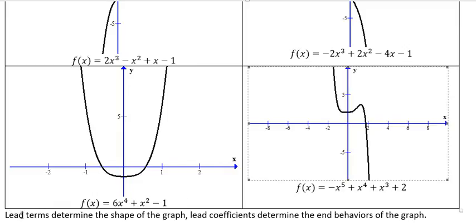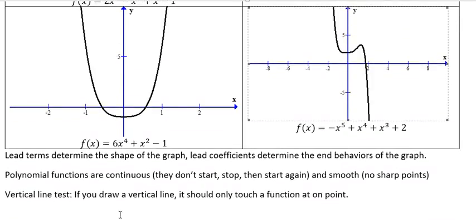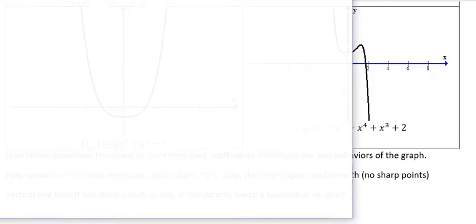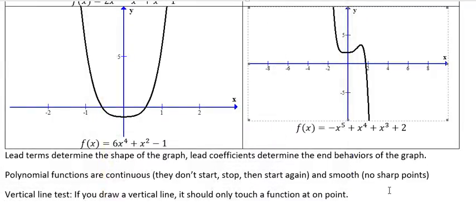So down here I summed this up. Lead terms determine the shape of the graph. The lead term is the term with the highest power, but the lead coefficients determine the end behaviors of the graph. Also, polynomial functions are continuous. That means they don't start and stop and start again. I could put my finger down on a polynomial function and trace the entire graph without lifting anything. So that's what we mean by continuous. And they're smooth. That is, there may be loops and dips, but there are no sharp points or sharp edges. So be prepared to answer those kinds of questions on your homework about what is a polynomial function.